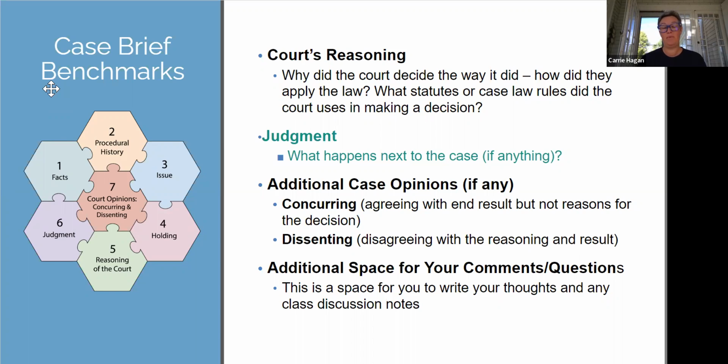Judgment is probably the easiest benchmark to a certain extent because, again, it is only signified by a couple of words. Judgment is shown by the presence of affirmed, reversed, or remanded. And remember, if a judgment is affirmed, that means that everything that happened below in the lower courts was fine. The court now reviewing that decision doesn't have any issue with it.